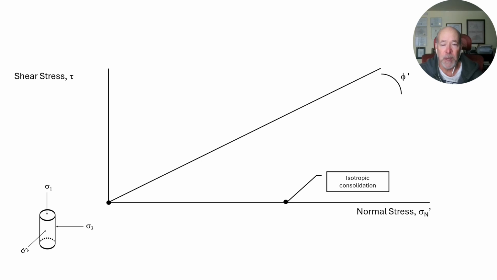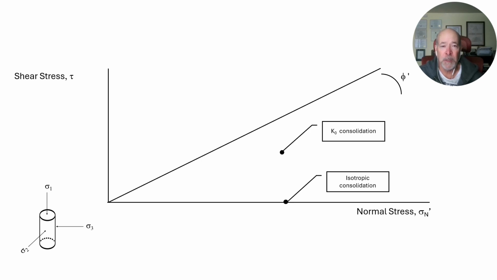Alternatively, we can consolidate it along a different path. And in this case, we're using K-naught consolidation. Remember those ratios that came up on this line, which is defined by the angle 1 minus sine phi.